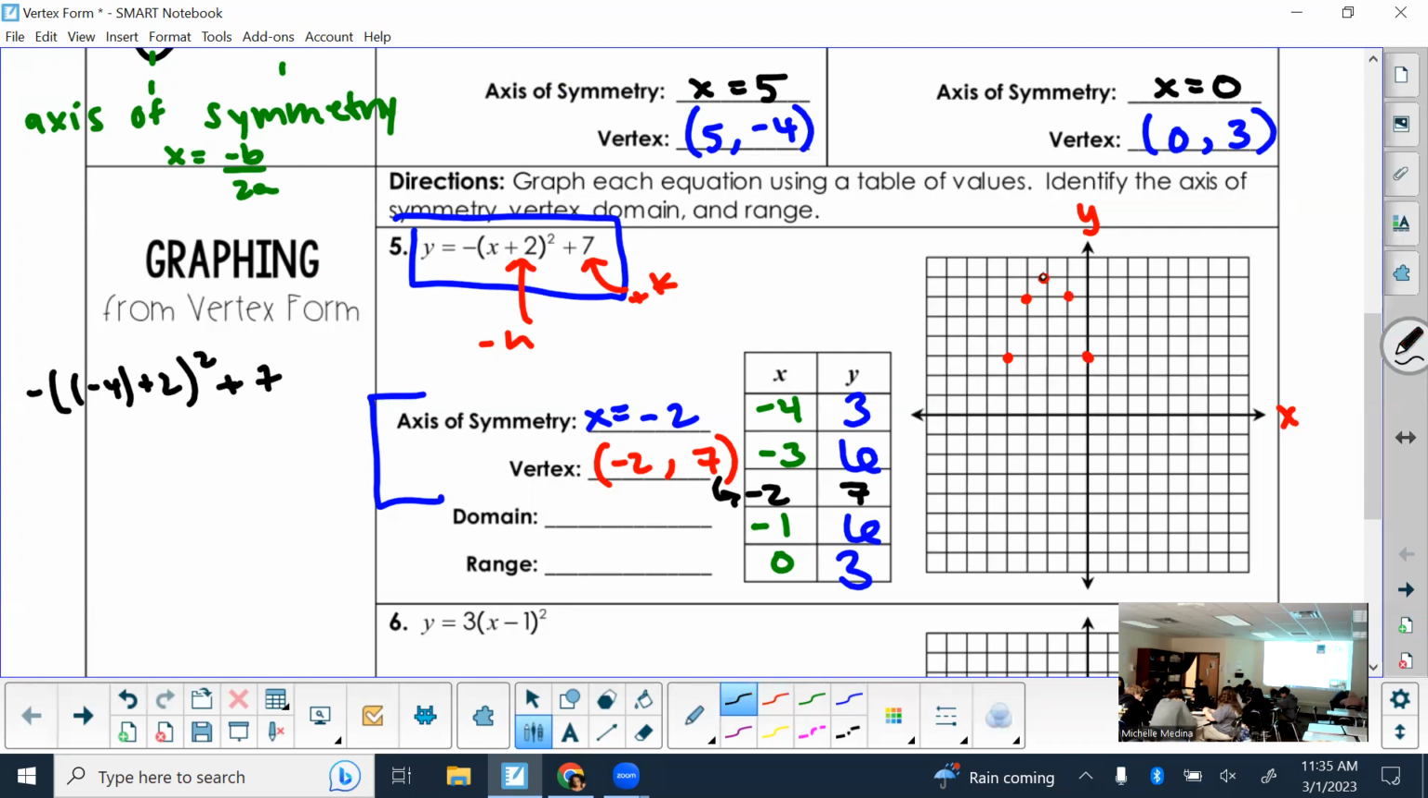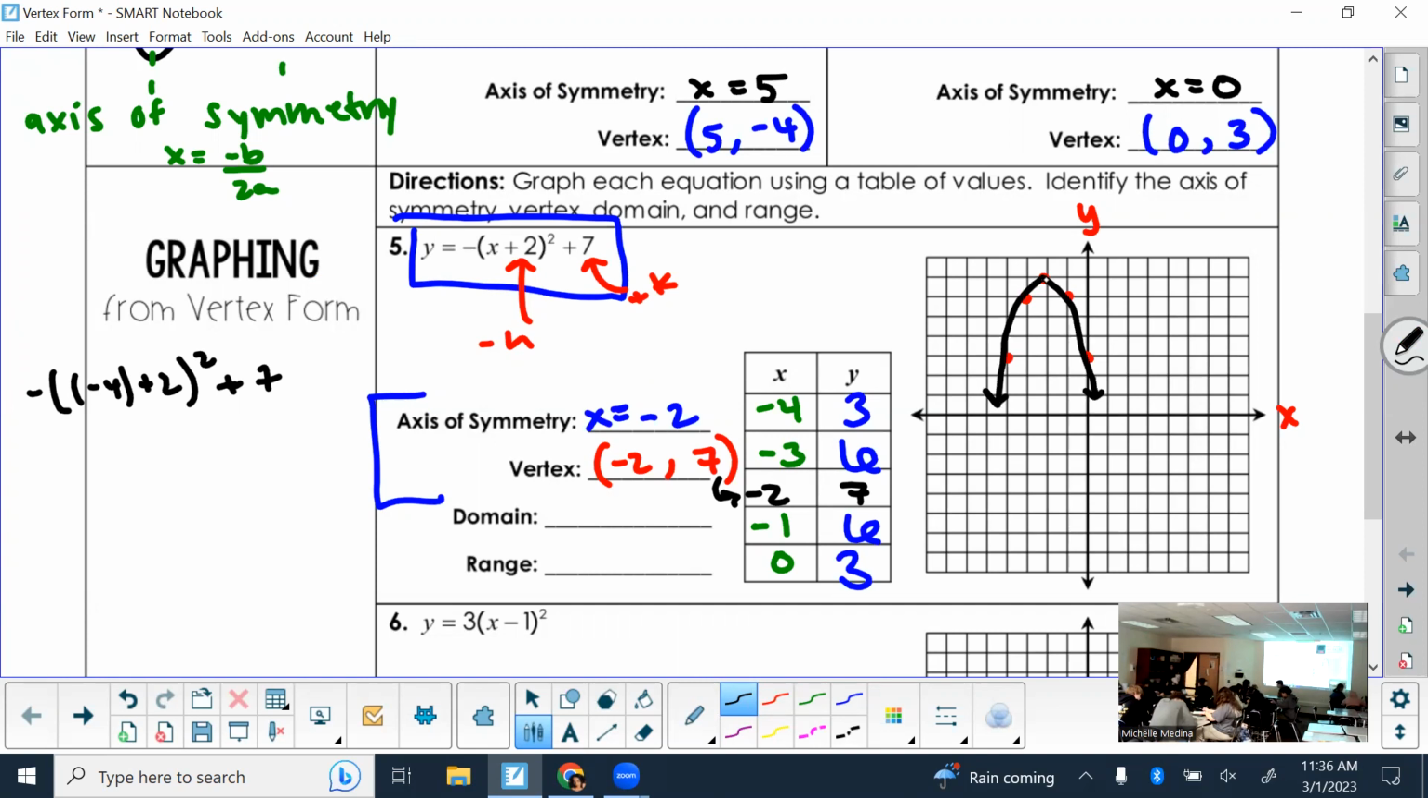And what I end up with is this U-shaped graph. And it goes on infinitely unless it says otherwise. Questions? All right, do we remember domain and range? That's another one of those things that I told you would show up over and over again. And we've done domain and range for parabolas before. That's the U shape. You just might not know it.